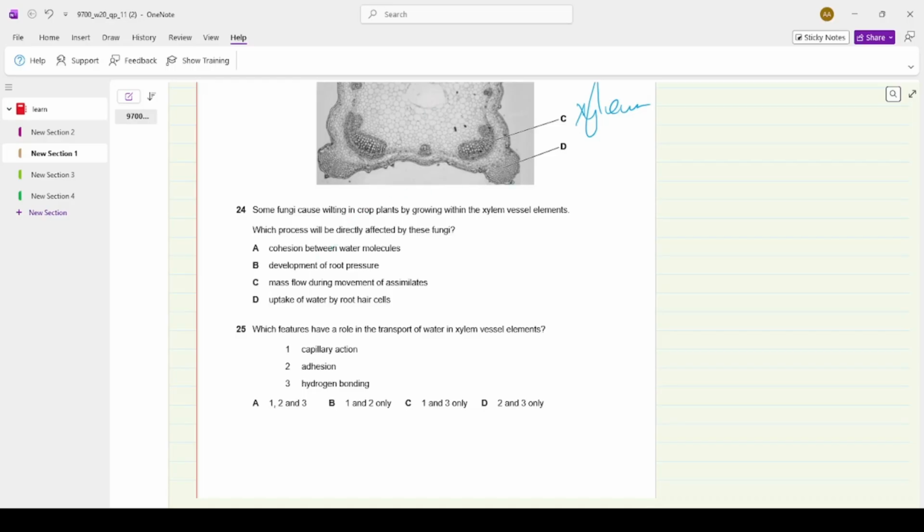Okay, it is affecting the xylem vessel, and we know xylem vessels is for transporting water molecules and mineral ions. So cohesion between water molecules, they're talking about water. Development of root pressure, not really. Mass flow during movement of assimilants, this is for phloem. Uptake of water by root hair cells, no. So the cohesion of water molecules within the xylem vessels will be affected. So the best answer was A.